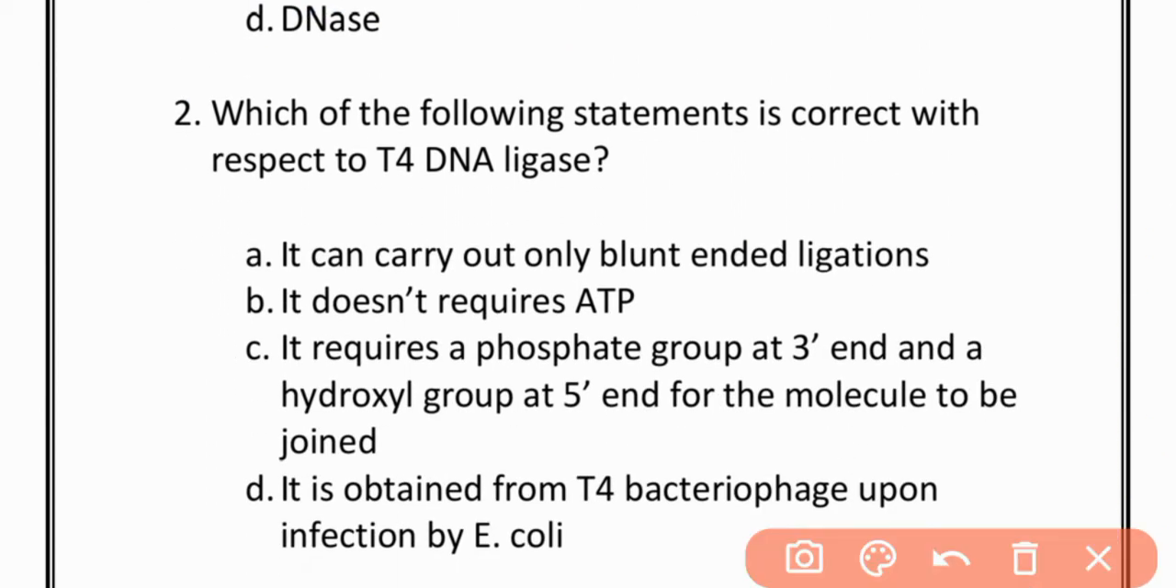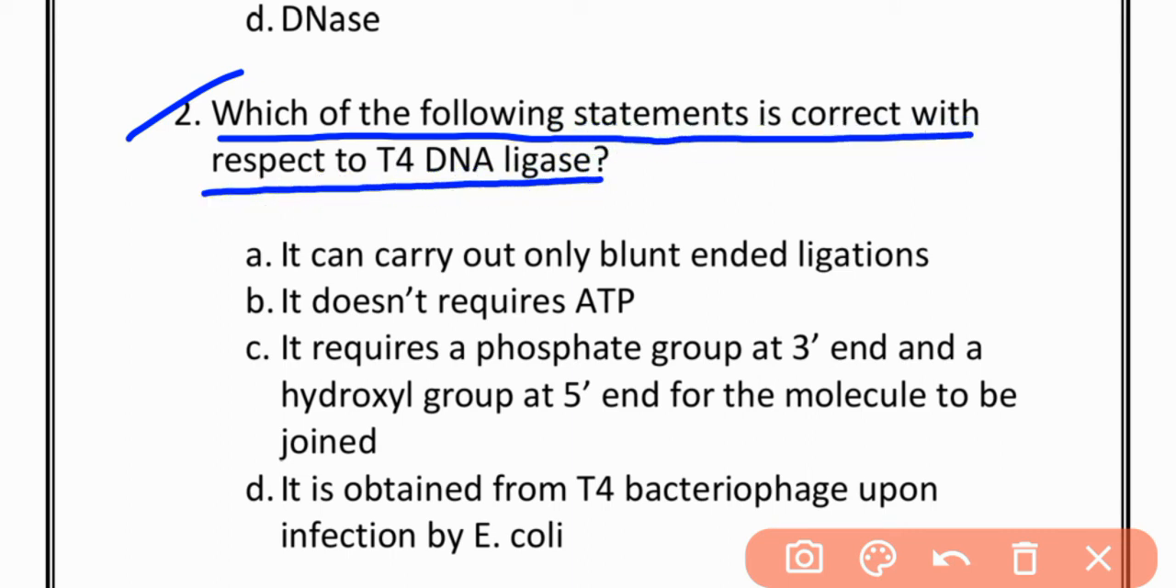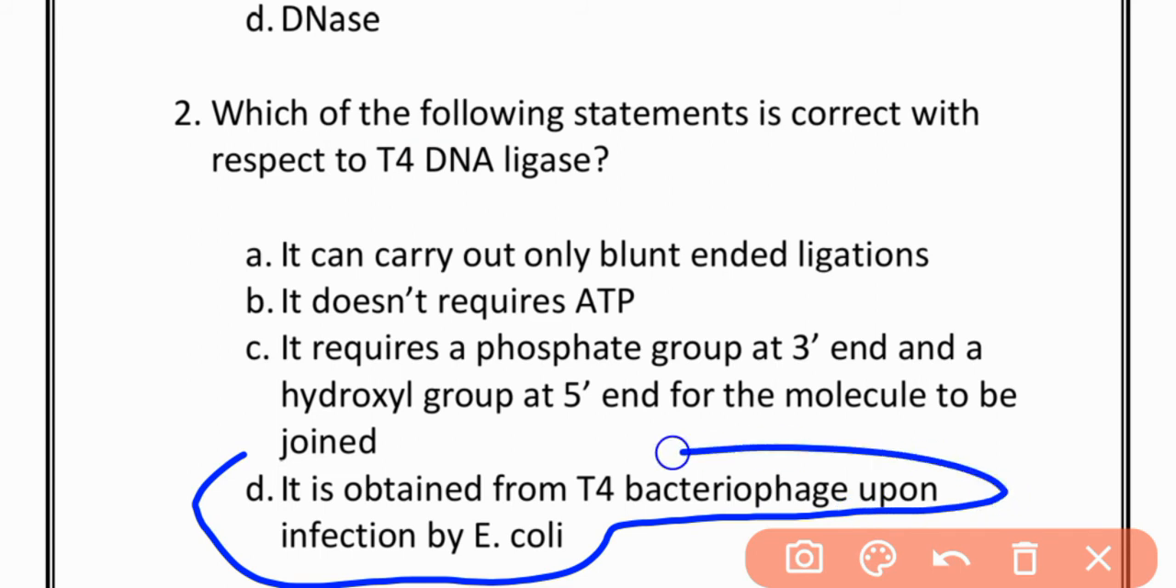MCQs number 2. Which of the following statements is correct with respect to T4 DNA ligase? A, it can carry out only blunt ended ligation. B, it does not require ATP. C, it requires a phosphate group at 3' end and a hydroxyl group at 5' end for the molecules to be joined. D, it is obtained from T4 bacteriophage upon infection by E. coli. The correct option is option D. It is obtained from T4 bacteriophage upon infection by E. coli.